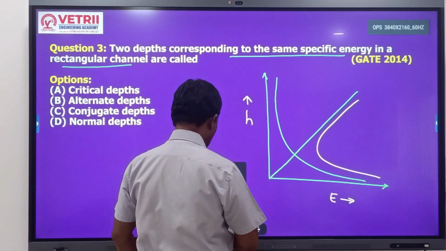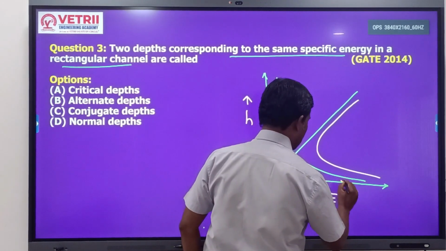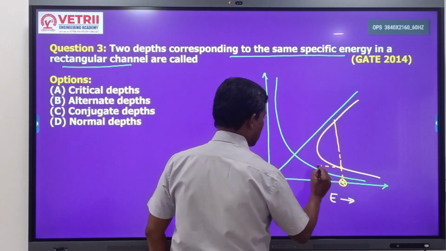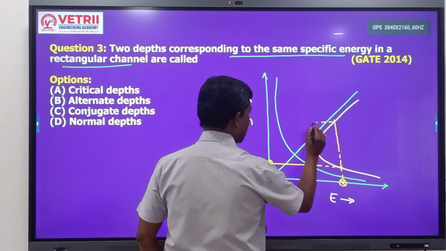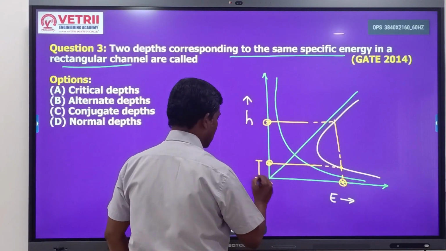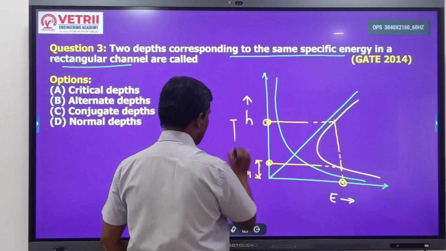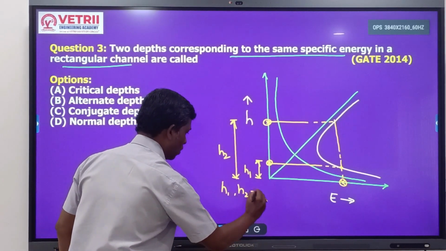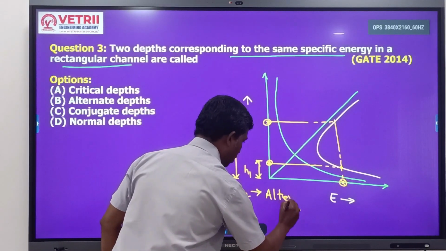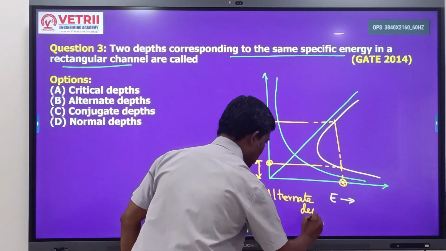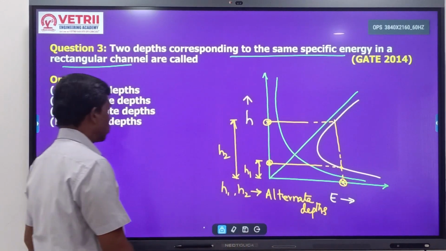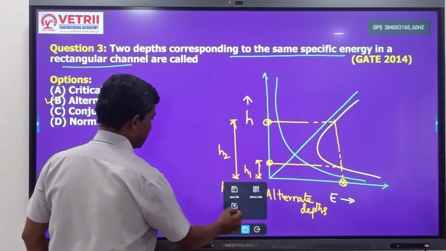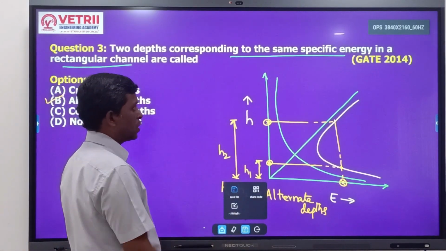Just now we have drawn this. This is nothing but some specific energy. I'm taking this specific energy. So whatever the depths we are going to get from here, we have represented them here. This is H1, this is H2. I already told you H1, H2 are called as what? Alternate depths. Very simple direct question. So the answer here is alternate depths, option B. Okay, right.